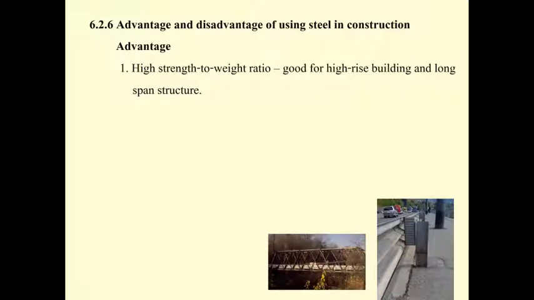And what are the advantages and disadvantages of using steel in construction? The advantage: steel has a high strength-to-weight ratio, so it can be used in high-rise buildings and long-span structures. For example, this bridge, the span here is very large. If you put this into concrete, you may see this is going to be a different type of thing.